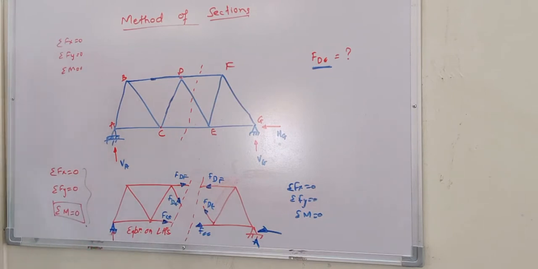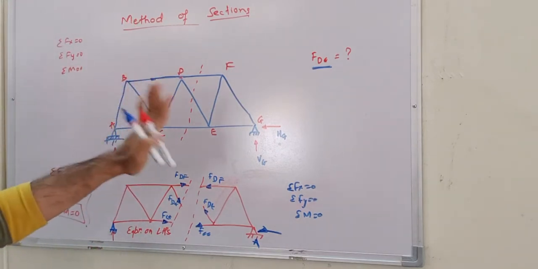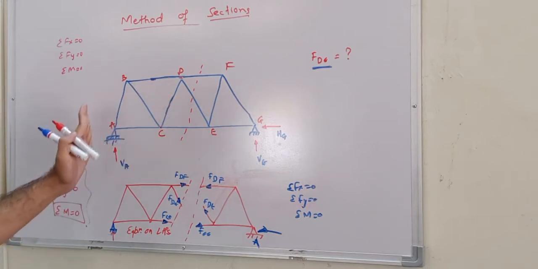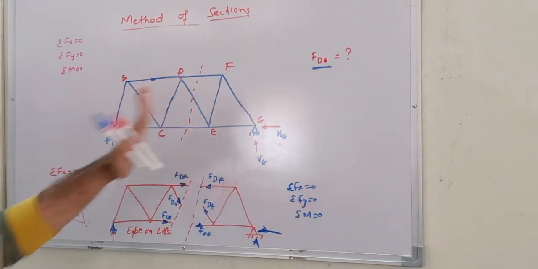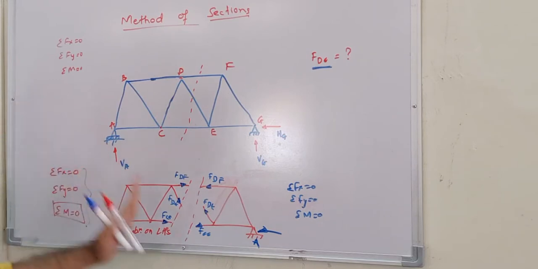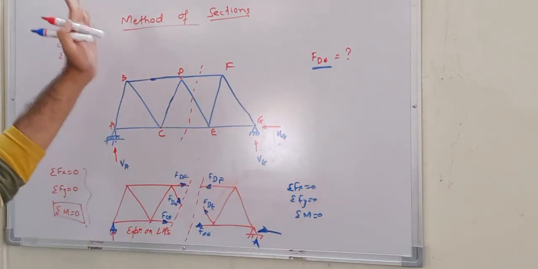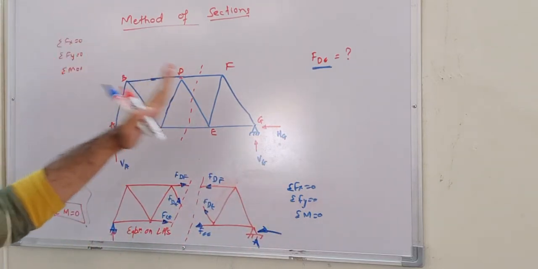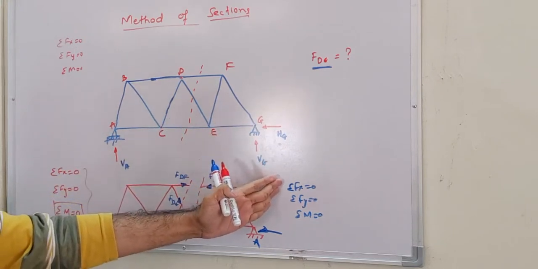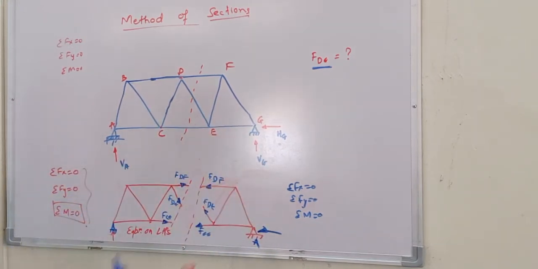Any doubts here? Remember that we have to cut the whole truss into two parts, one on the left hand side, one on the right hand side. Either you can take the equilibrium on the left hand side or on the right hand side. Instead of two equilibrium equations in the joints, here we have three: summation of Fx equals 0, summation of Fy equals 0 and summation of M equals 0. Do you want me to repeat again?